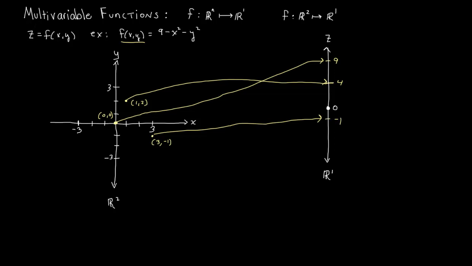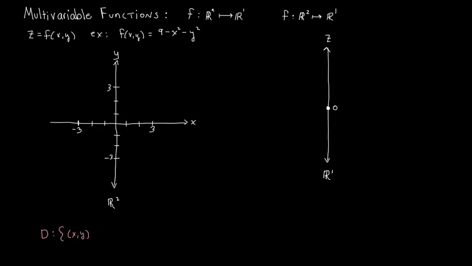So what ordered pairs am I allowed to plug in? Well, I can plug in any combination x, y value that I want. So the domain of this function, its natural domain, is going to be the set of all the ordered pairs x, y, such that these ordered pairs belong to all of R2, all of two-dimensional space, the entire Cartesian plane. That's the natural domain of this function.